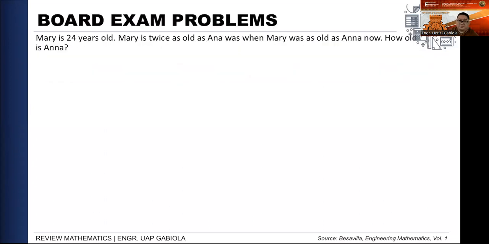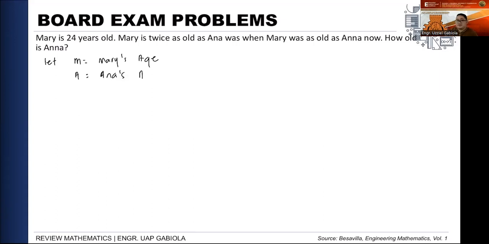yung pinakasikat na problem sa each problem. Mary is 24 years old. Mary is twice as old as Anna was when Mary was as old as Anna was. How old is Anna? Okay, so hindi po typo yan. Yan po talaga yung question. Okay? So, ayan. So, para mapadali ito, i-let natin na M is equals kay Mary's age. And let natin na A as Anna's age, no?